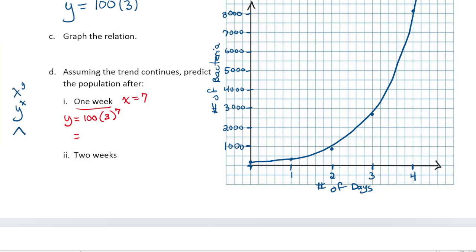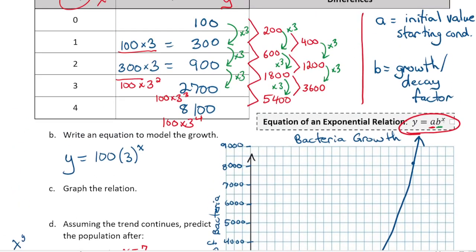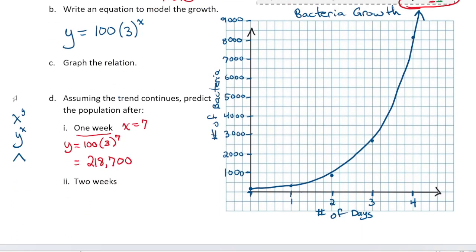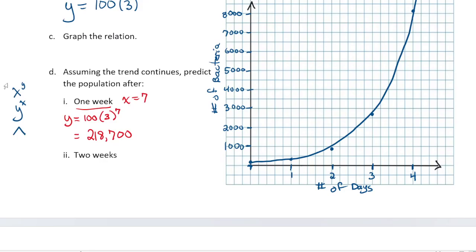So you run that through your calculator, and you will get 218,700 bacteria after a week. Yuck. And of course, in terms of reality, we should be a little sensible. If this was in a lab, in a petri dish, something like that, then it's only going to be able to grow like this so long as it has enough food. But mathematically, this is what it would do if it had enough food and space and everything else.